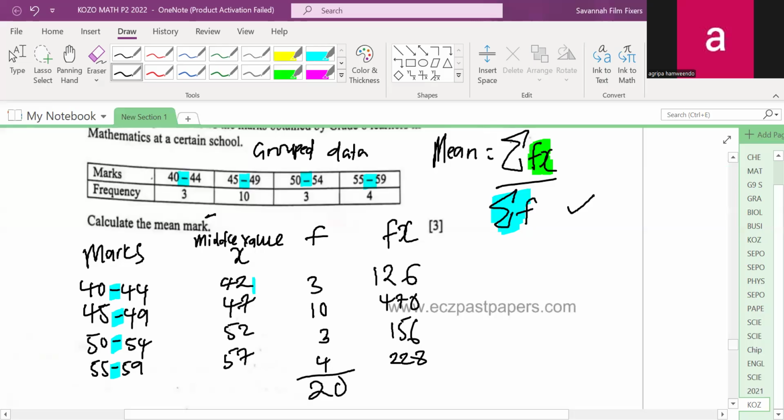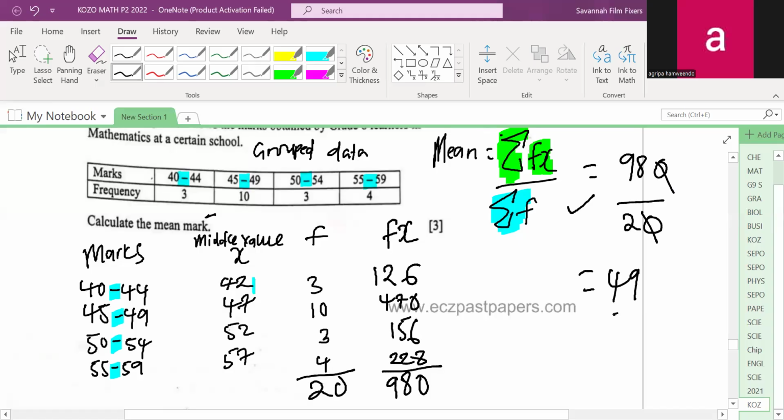Then we now have to add. So we add everything together in this column. If you add everything together in this column, you're going to get 980. So summation of frequency times x is 980, divided by summation of frequency, which is 20. So it would be like saying 980 divided by 20, and the mean mark would be 49.